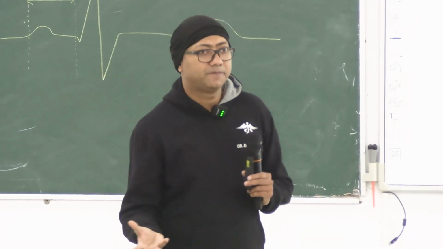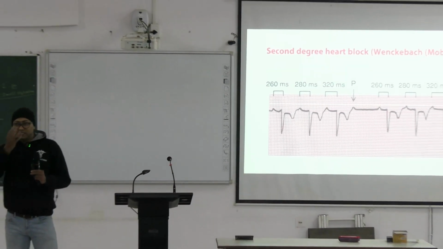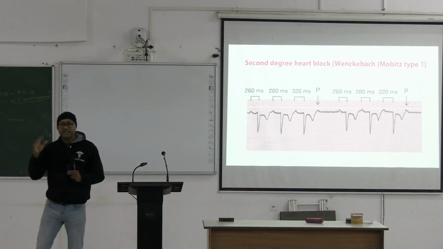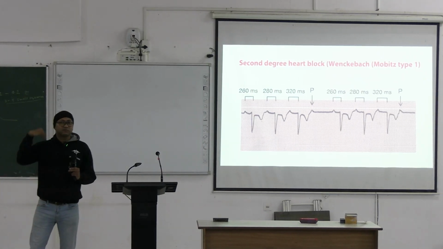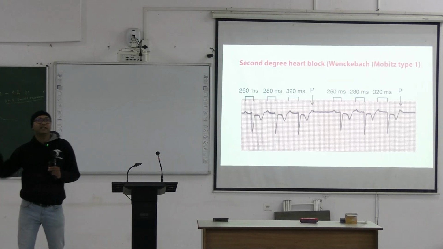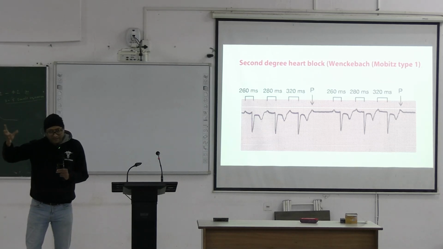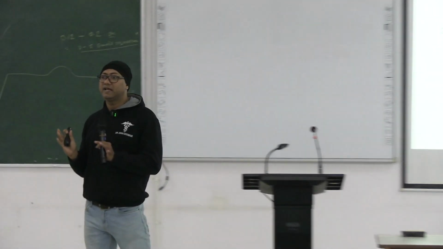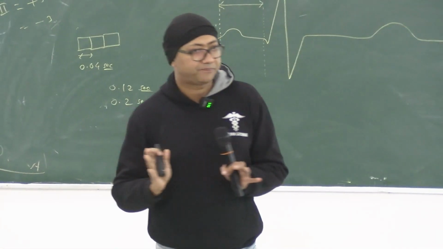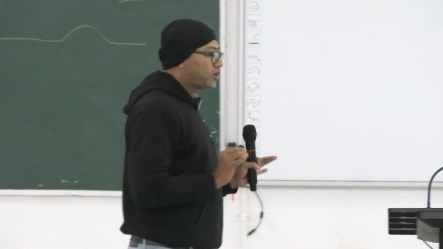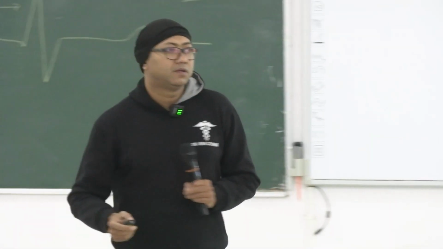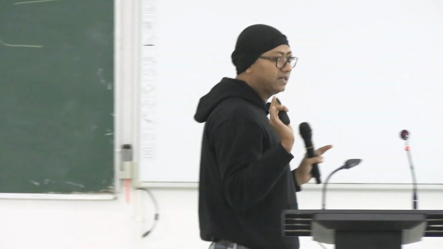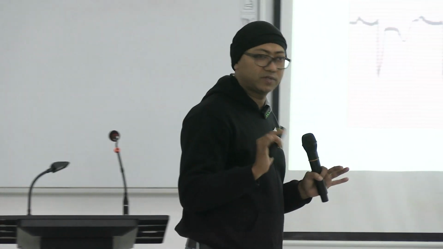In second degree heart block, an impulse comes from atria to ventricle, the next impulse comes slower, the next impulse again slower, and then an impulse begins at the level of atria but does not travel to the ventricle. So this is happening at the level of the AV node. All these blocks, first degree and second degree heart block, are at the level of the AV node. Everyone clear what is second degree heart block Mobitz type 1?